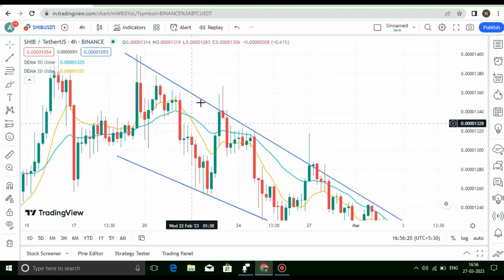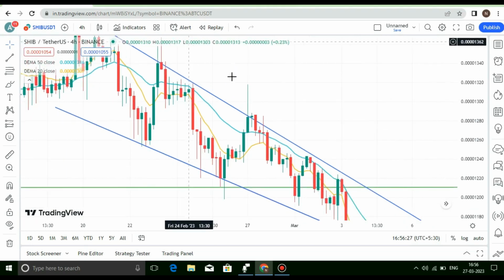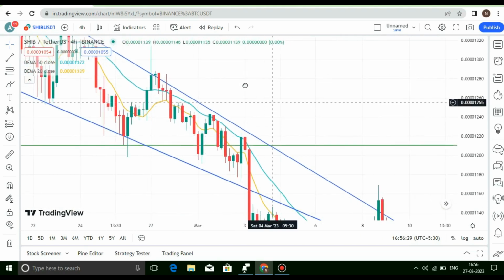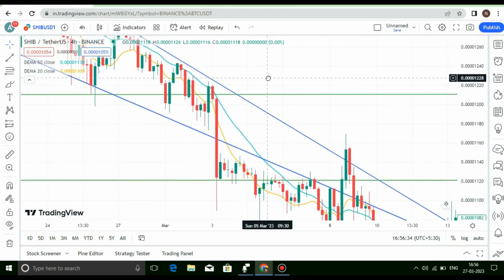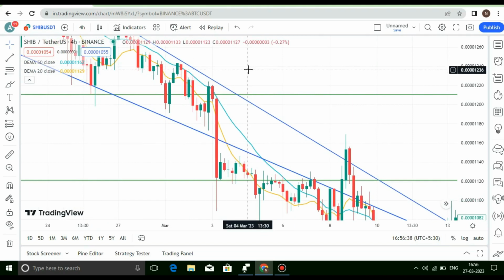Here the signal has initiated that the downtrend is going to happen, and look at how heavy a downtrend has occurred. So you can understand the power of these double exponential moving averages, and you can understand these things clearly.